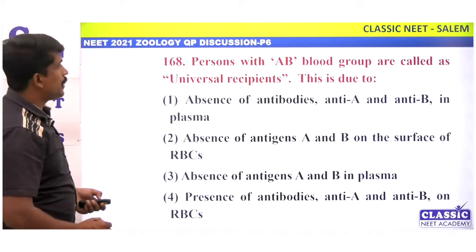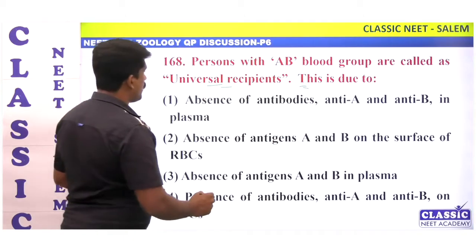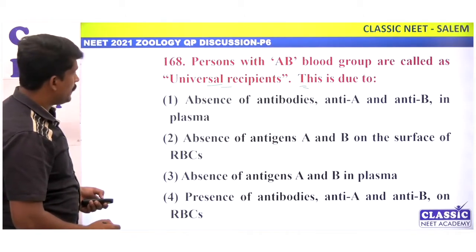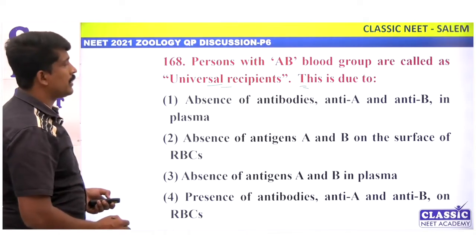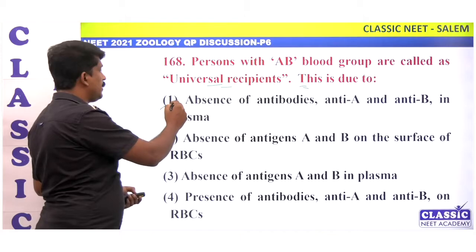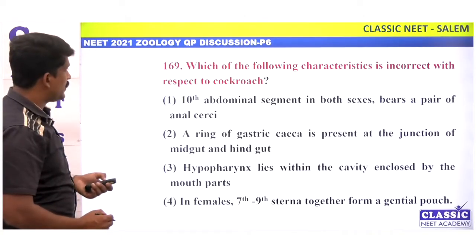Persons with the AB blood group are called universal recipients. What could be the reason? We know there will be both antigen A and B, but there won't be the antibodies. Antibodies A and B will be present not on the RBCs, they will be present in the plasma. So the first option itself is the right answer.